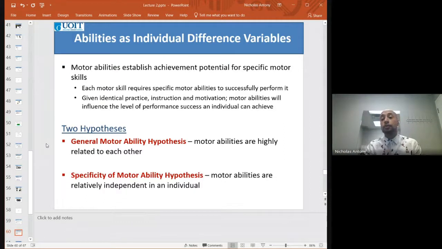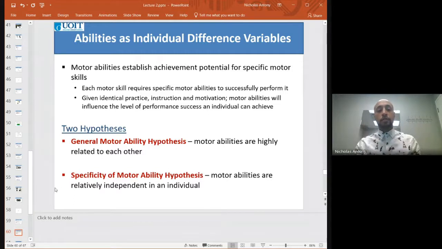So they developed two different theories: the general motor hypothesis. So the general motor ability hypothesis means that there's just one motor ability, and all motor abilities, someone's timing, rhythm, balance, are all highly correlated. There's a general motor ability that someone possesses.